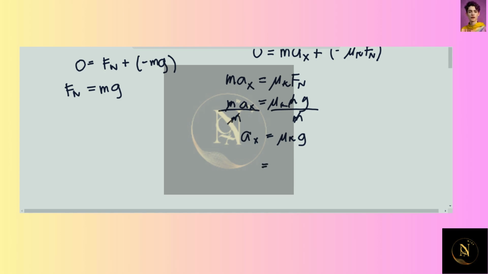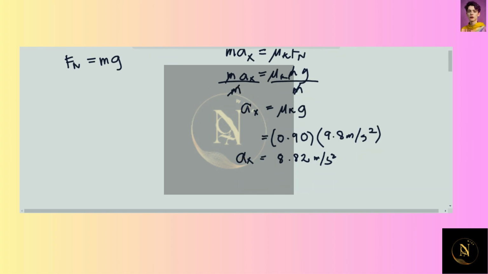Since the coefficient of friction is given, we can solve this equation. 0.90 multiplied by the value of acceleration due to gravity, which is 9.8 meters per second squared. We have a sub x equal to 8.82 meters per second squared, or around 9 meters per second squared. Now we have the value for acceleration.